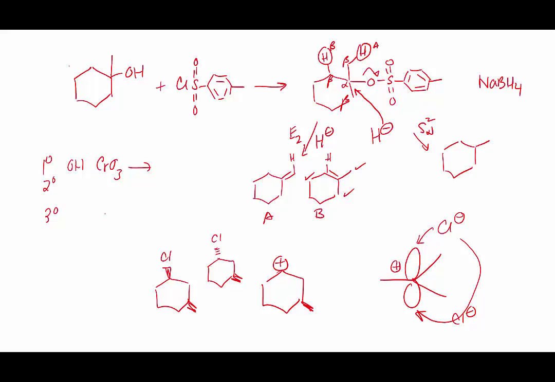And then the confirmatory test of that is to take an alcohol and react it with HCl. The zinc chloride is just there as a catalyst to make the reaction go. So zinc chloride plus HCl plus a tertiary alcohol, immediate reaction, two layers. Secondary, 10 minutes. Primary, never, unless you heat it. Right? So that's where the zinc chloride came from.